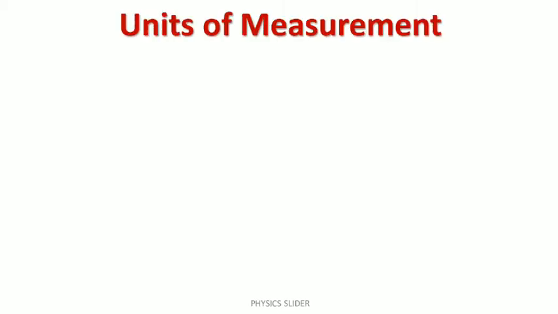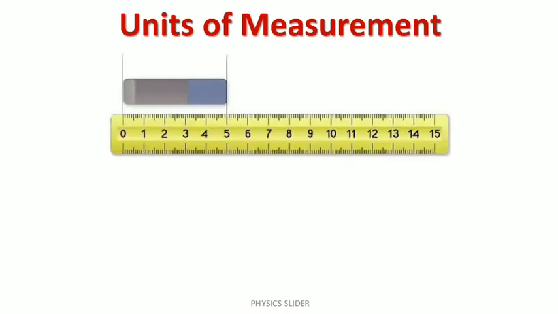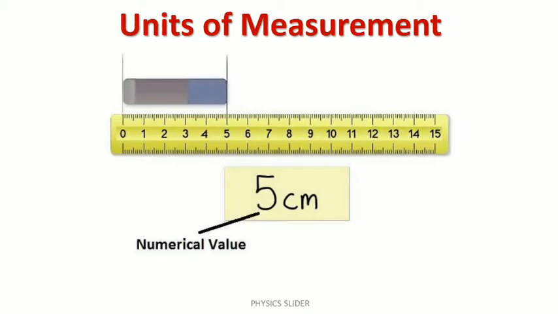Moving ahead, we have the units of measurement. Here we have a bar that we need to measure. The length of the bar we need to measure with the help of a ruler. So here we place a ruler and it says it is at 5, from 0 to 5. So we will say that the measurement is 5 centimeter. This 5 is a numerical value. This centimeter is a unit.